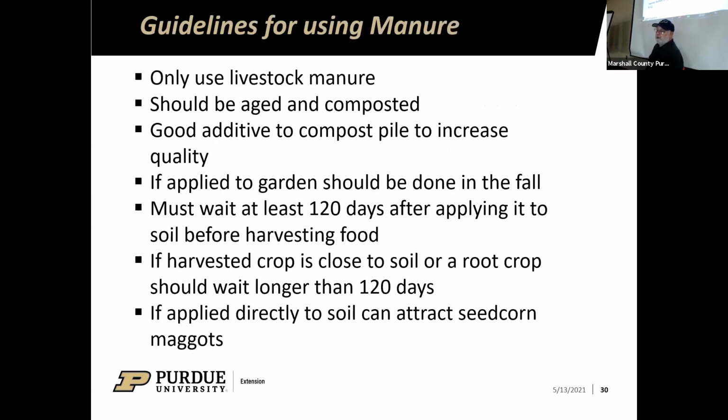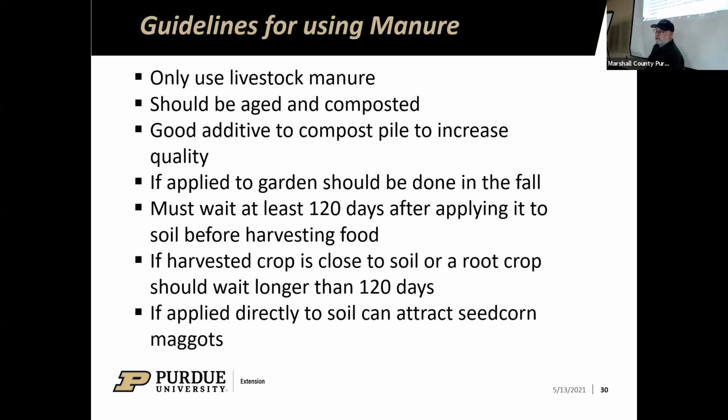So when we use manure, only use livestock manure. We don't want to use the obvious ones. We don't want to use human and pet manures because of pathogens. It should be aged and composted before it's applied to the garden. It's a great addition to compost piles to increase the quality of it. If applied to a garden, it should be done in the fall if you do it directly. We must wait at least 120 days after applying it to the soil before we harvest the food.